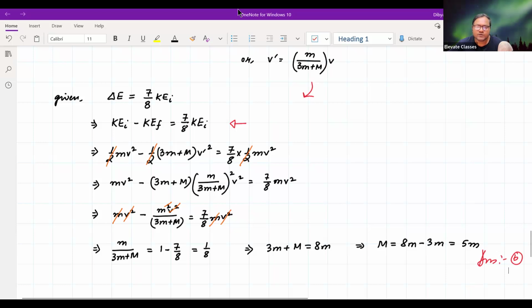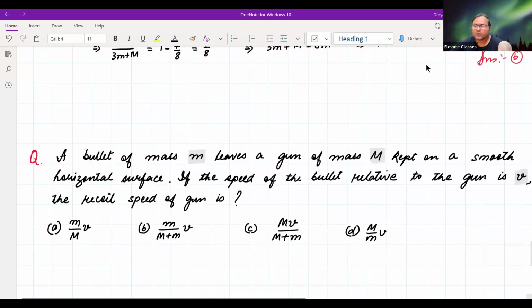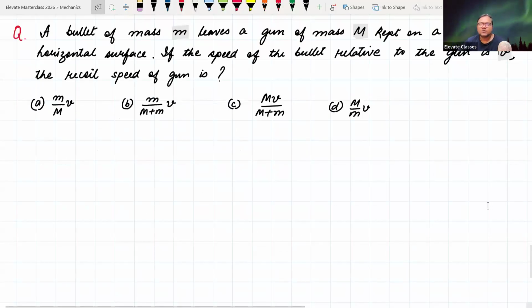All right, a relatively easy question, but slightly different from the others. Yes, please try this. A bullet of mass small m leaves a gun of mass capital M kept on a smooth horizontal surface. If the speed of the bullet relative to the gun is v, what is the recoil speed of the gun? Try. Classic question on conservation of linear momentum.